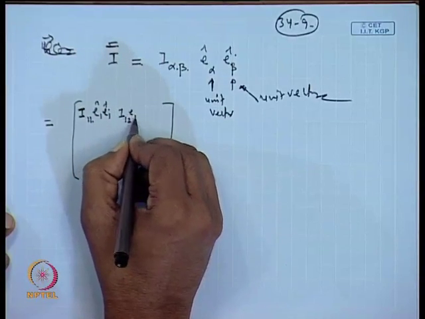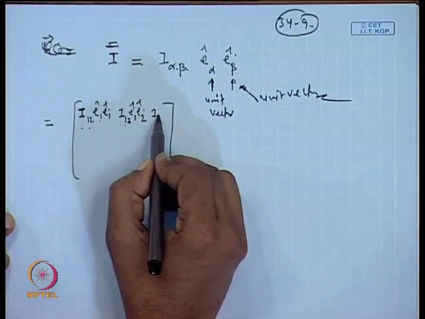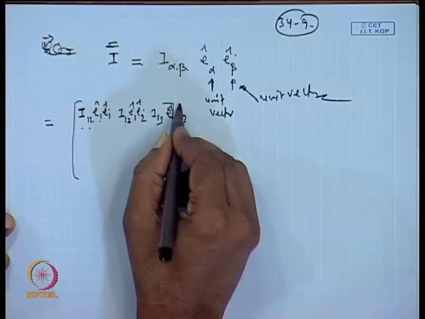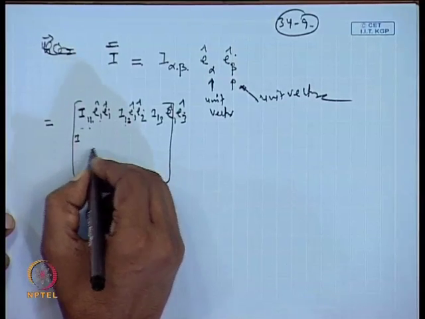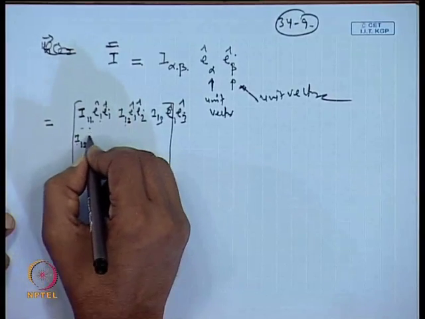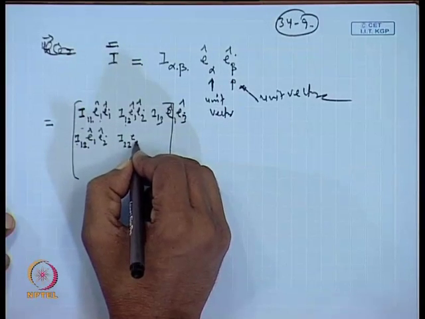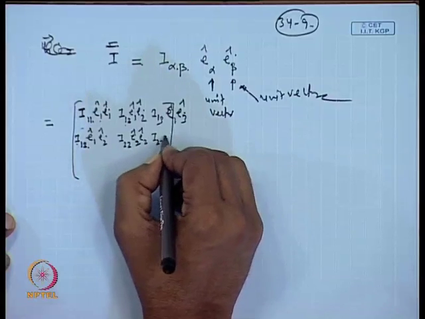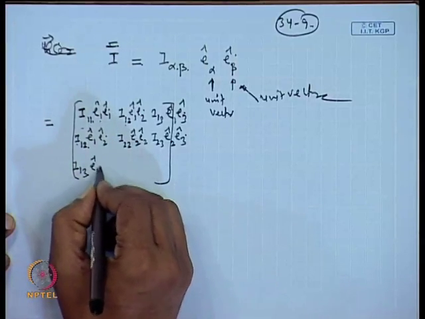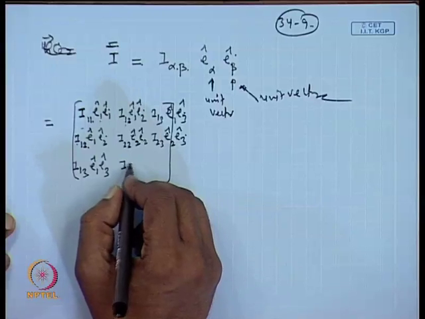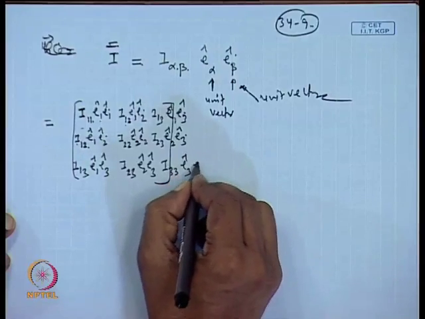I 11 E1 cap E1 cap, I12 E1 cap E2 cap, and I13 E1 cap E3 cap. Similarly, other terms can be filled in, and this is basically symmetric. So, this also becomes I12 E1 cap E2 cap, I22 E2 cap E2 cap, and I23 E2 cap E3 cap. Similarly, in this place we will have I13 E1 cap E3 cap, I23 E2 cap E3 cap, and I33 E3 cap E3 cap.